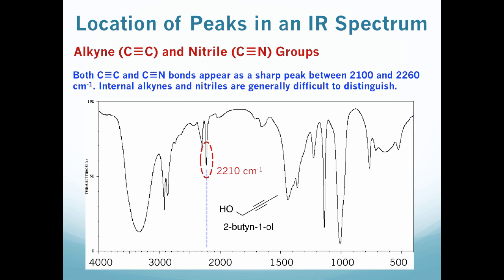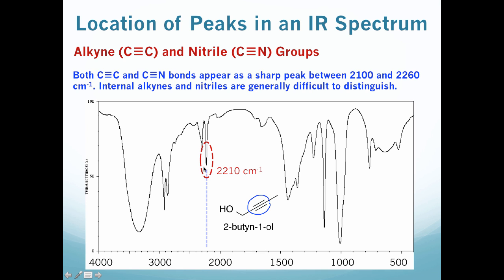Now we're going to move into the triple bond region. In that region is where you're going to have carbon-carbon triple bonds and carbon-nitrogen triple bonds. They're very hard to distinguish between, but they generally show up between 2100 and 2260 wave numbers. So here we're going to look at 2-butyn-1-ol. We've already talked about the alcohol OH stretch, which you can see here. But now we're specifically concerned with this carbon-carbon triple bond stretch.